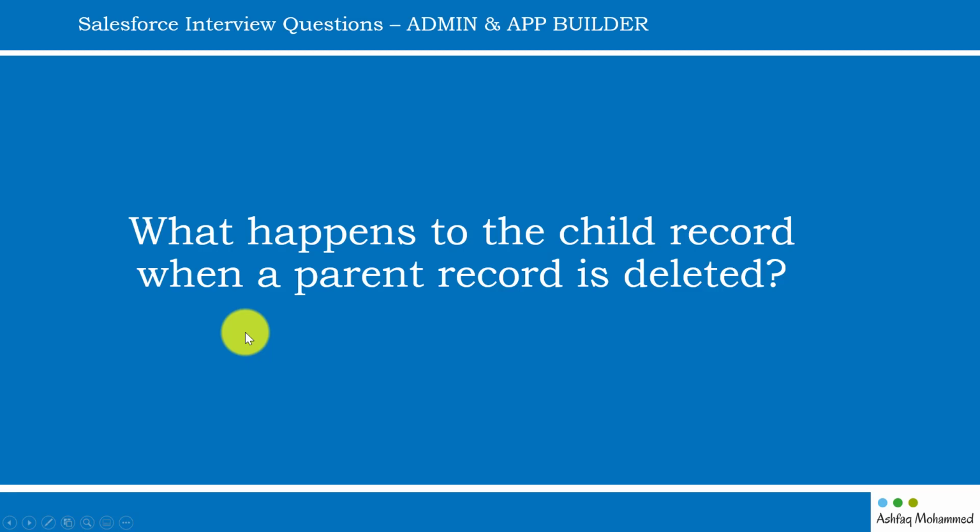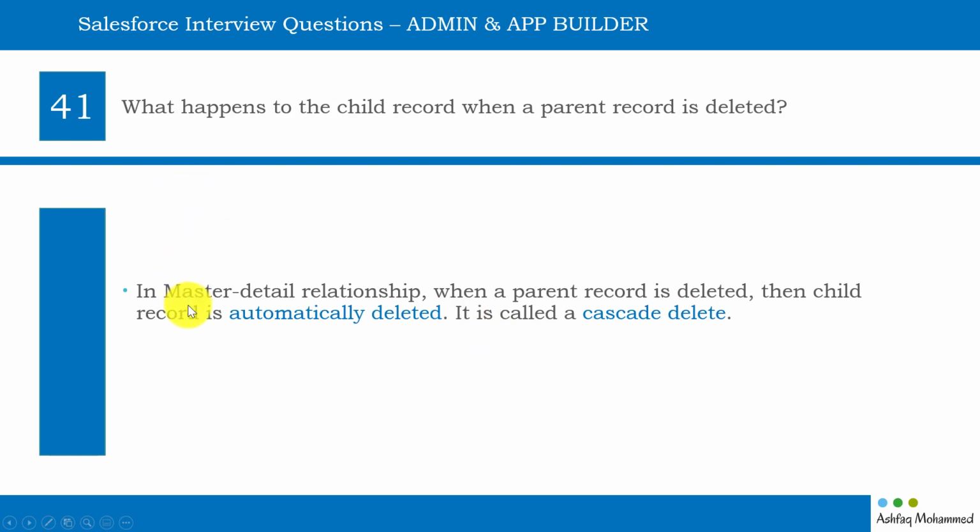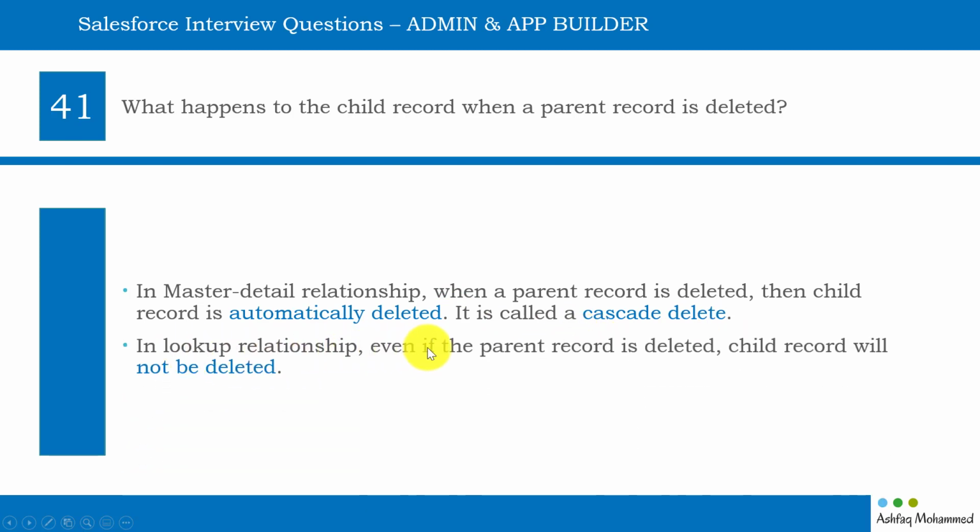Next question: what happens to the child records when a parent record is deleted? In a master detail relationship, when a parent record is deleted, the child records automatically get deleted. This we have already discussed, right? As I said, be ready for any type of question; this is another way they will ask. It is called cascade delete. And for a lookup relationship, even if the parent record is deleted, the child record will not be deleted.